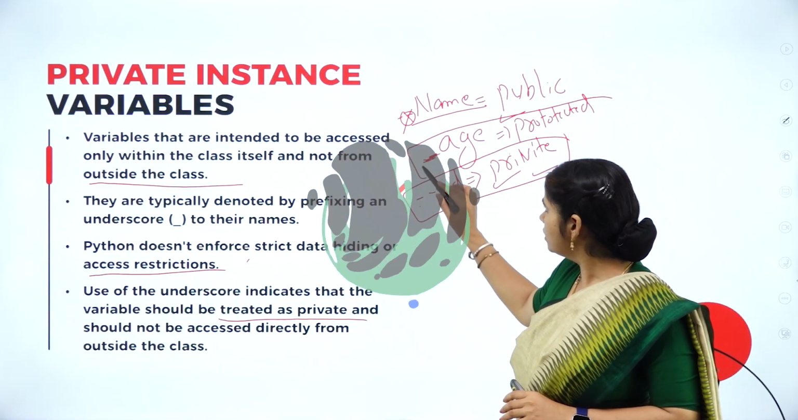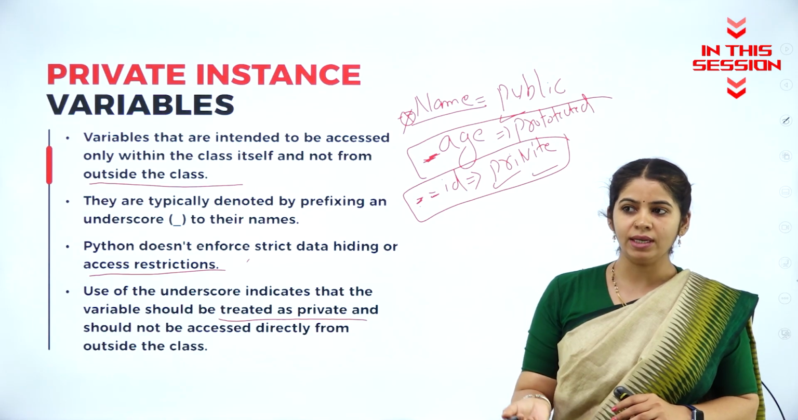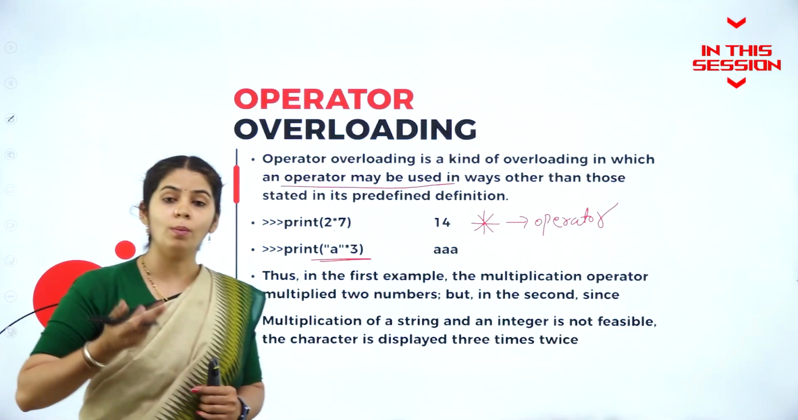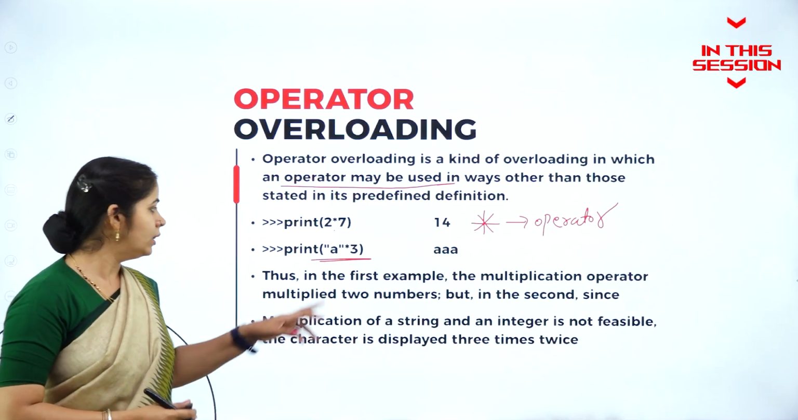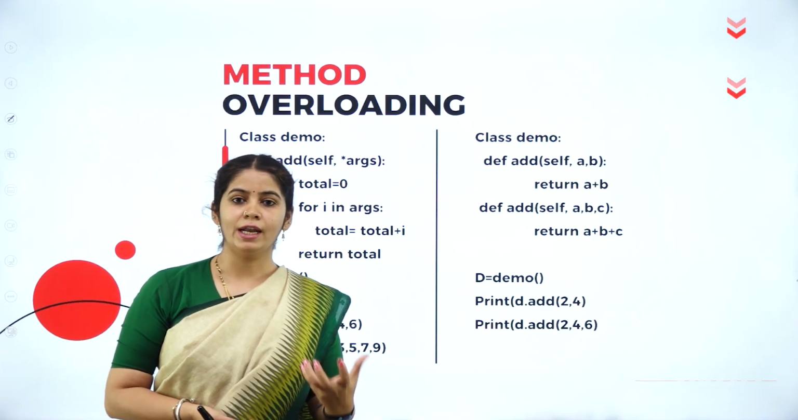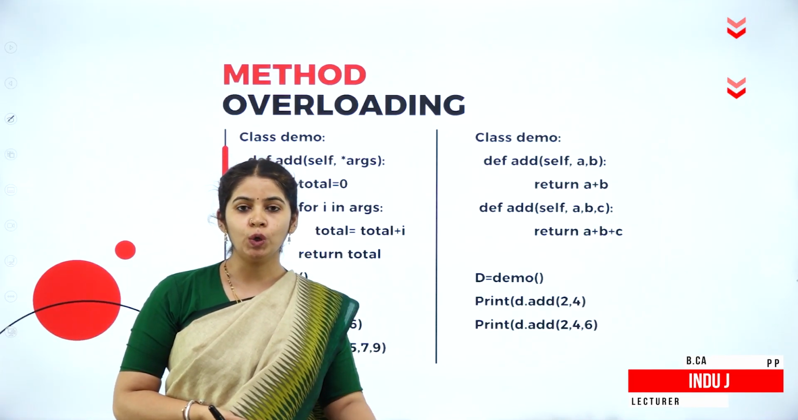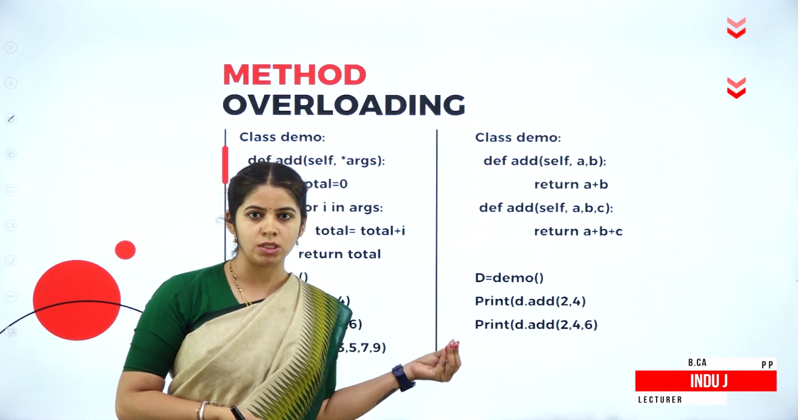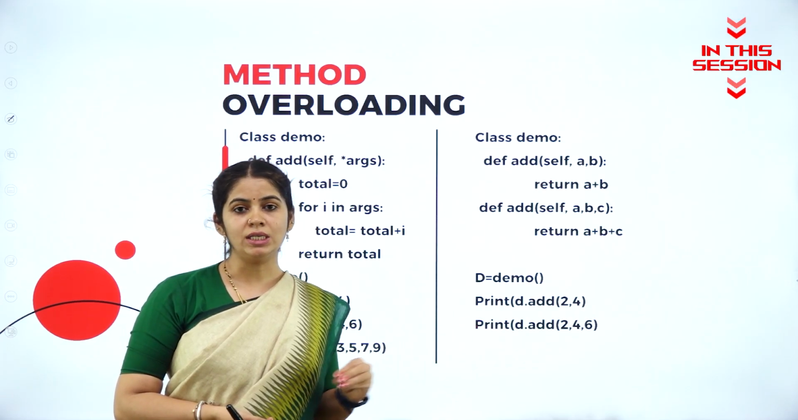Use of the underscore says that variable should be treated whether it is private or protected. When I want to repeat the same string many times, I want to print the same string, that also we can use a star here. We can define a method within the class, and that method can be used for different purposes or in different scenarios. That is called method overloading.